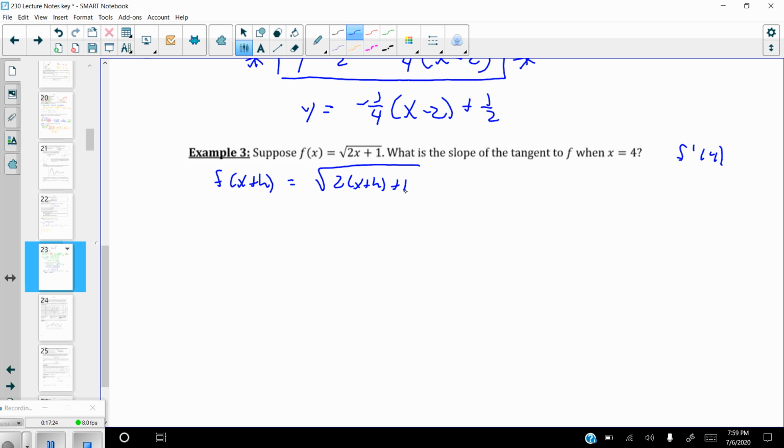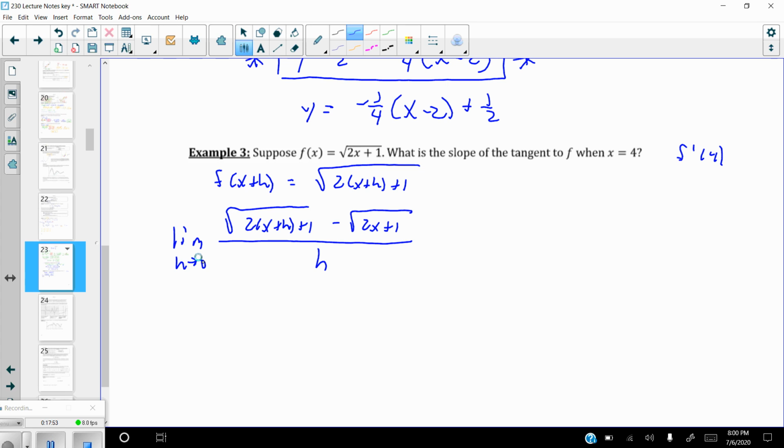All right, so the difference quotient: f of x plus h, which we just found, is the square root of 2 times x plus h plus 1. And then it's going to be minus the original function, which is the square root of 2x plus 1, all over h. And then don't forget, you're taking the limit of that as h approaches 0, and that's going to be our derivative.